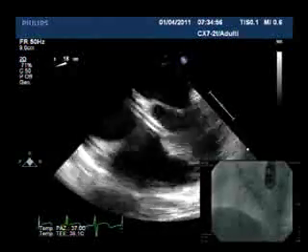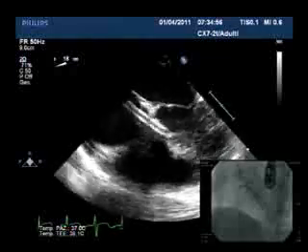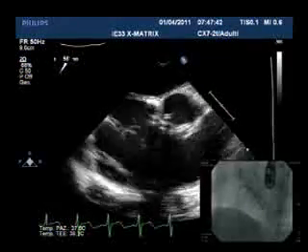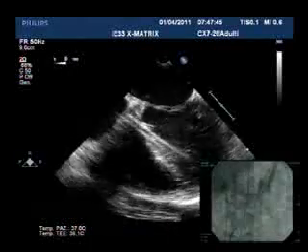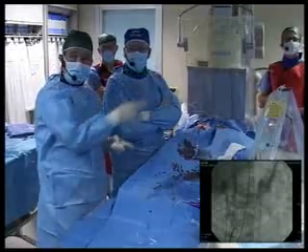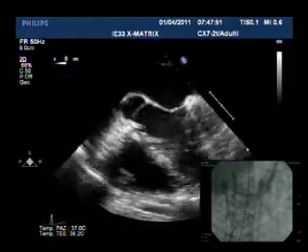Okay. Well, that's a nice echo view of the sheath in the ventricle. Marta, please. We have to see the picture of the AV loop. Can you see that? Fluoro. Let's see the fluoro. I think we want fluoro. Yeah, this is fluoro, isn't it?